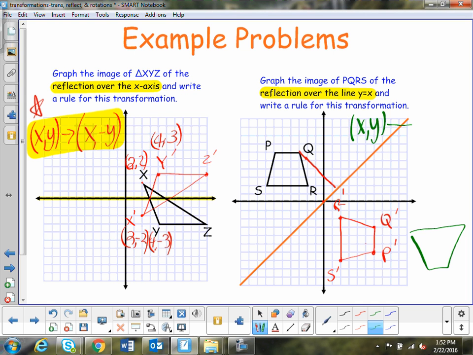Did I get it right? How can you tell if you're right? What did I say to do the last time? Look at some of those points. Okay? Let's look at Q. What point is Q at? Q is at negative 3, comma.